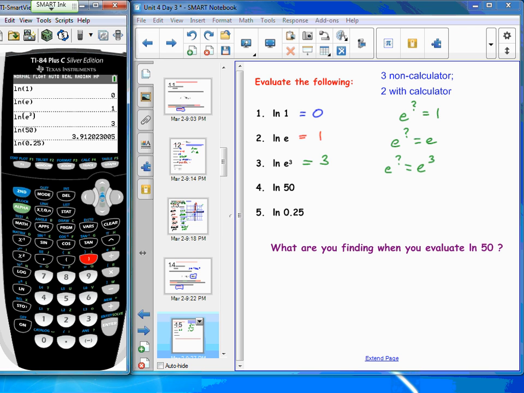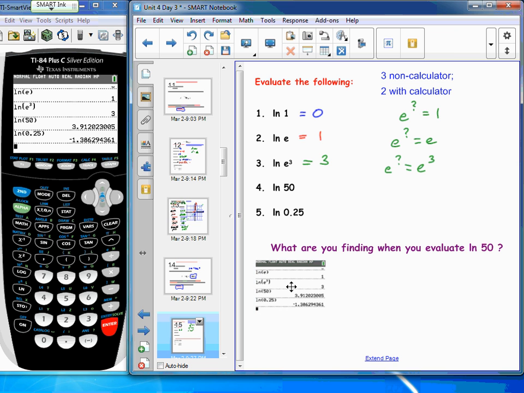Ln of 0.25 is saying e to the what exponent equals a quarter. It looks like negative to get the reciprocal. Good job. So let's go ahead and include those. Ln of 50 is about 3.912, and ln of 0.25 is about negative 1.386.